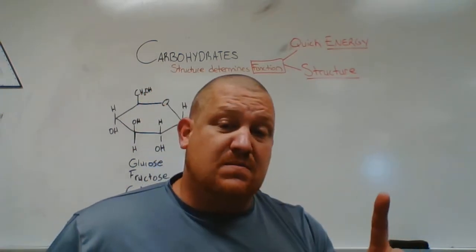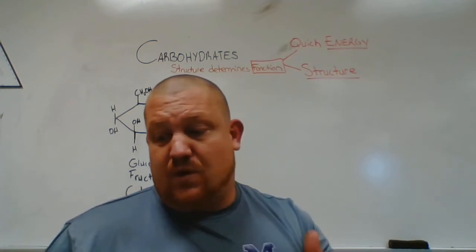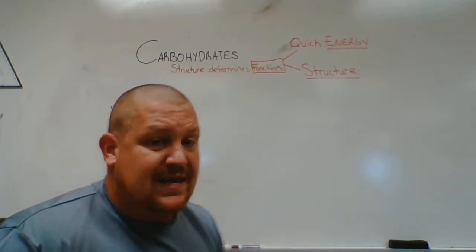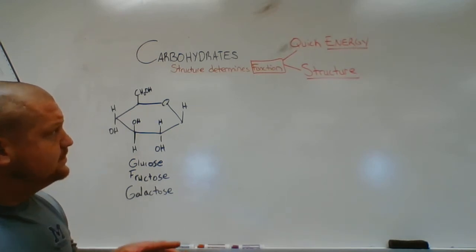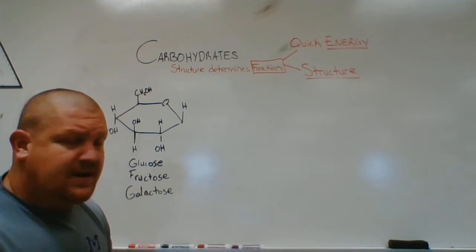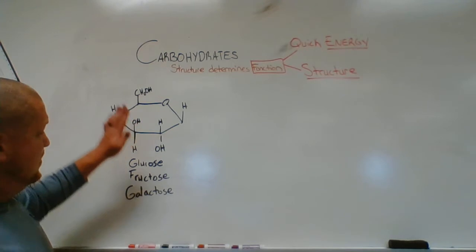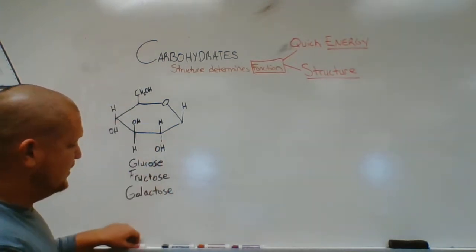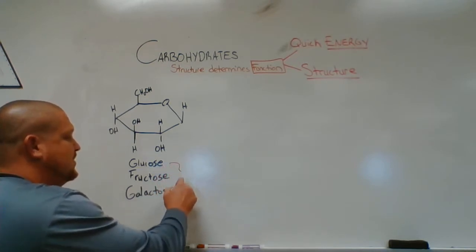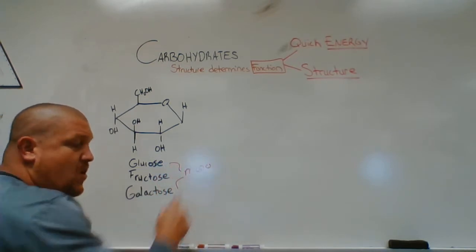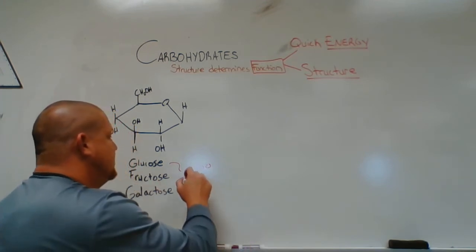Carbohydrates are one of our four macromolecules. That's why we're talking about that. We're going to start with the simplest monomer of carbohydrates and work our way up. So we'll move on into the basic form of these carbohydrates, which are what we have here: glucose, fructose, galactose. What these three things are, they are mono, meaning single or one.